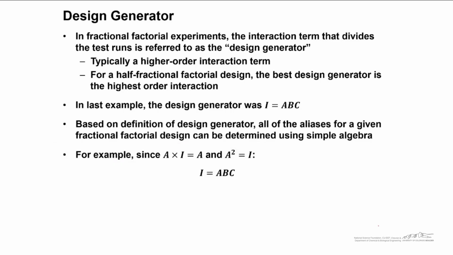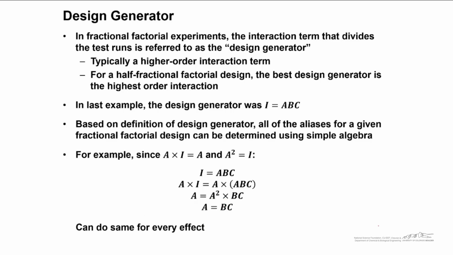If we start with our design generator, if I wanted to calculate the main effect of A, I can just multiply the left side and the right side by A. A equals A squared times BC. A squared equals I. So in the end, we can get the aliasing structure for A. A for this design is aliased with BC. And you can do the same for every effect in this design.